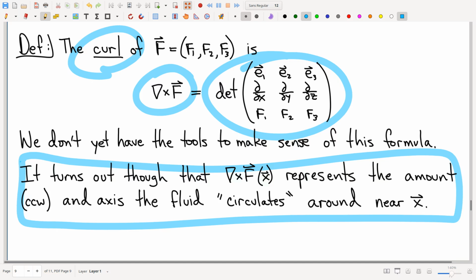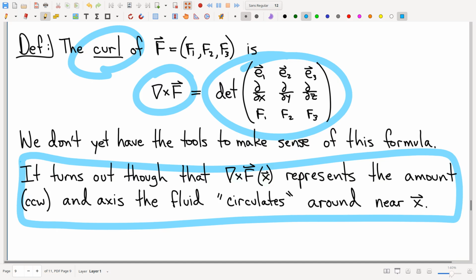I'm being deliberately vague. It's actually pretty delicate how to define this, and you can really only define it well with formulas involving tools that we haven't talked about yet. So I just can't give you a really good definition of what I mean by circulation. But to some extent it means that there is a rotation in the motion of the fluid.